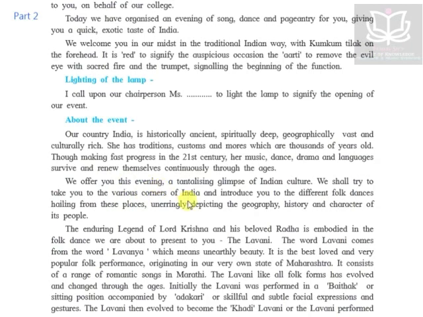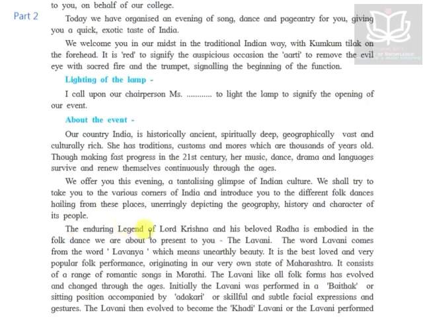We offer you this evening a tantalizing glimpse of the Indian culture. We shall try to take you to the various corners of India and introduce you to the different folk dances hailing from these places, unerringly depicting the geography, history and the character of its people. This is the accent which I usually use. I'm really not very fast, neither very slow in reading. I'm trying to get connected with the audience, so I'm going at my own pace.